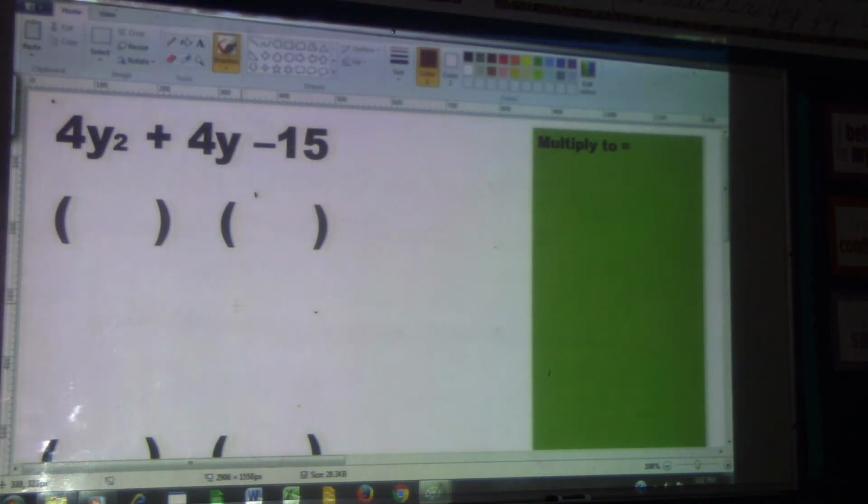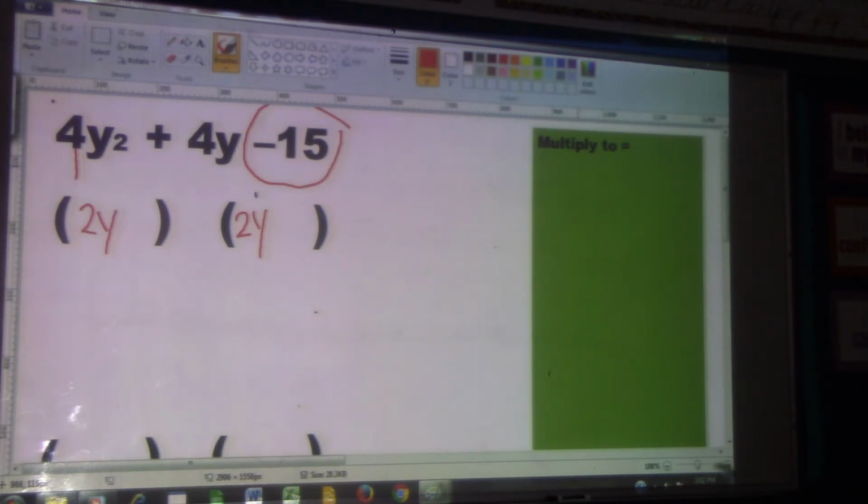Let's see if we can do it a little bit easier. Okay, the first thing we want to do is go ahead and factor. Since we do have even numbers, we can factor that 4 and break it off into two pieces. It's going to be 2y and 2y. Then, just like we did before, we want to find two numbers we can multiply together that equal negative 15. Can you give me some examples?